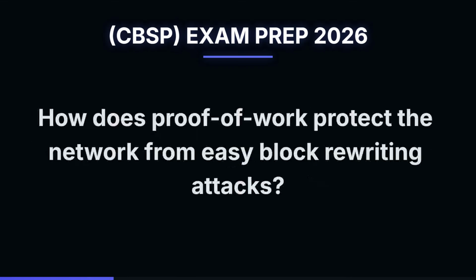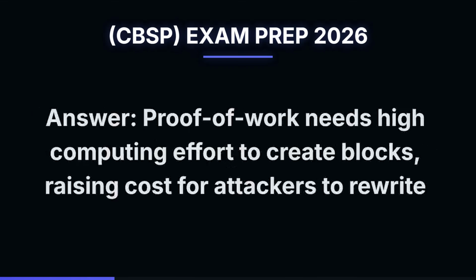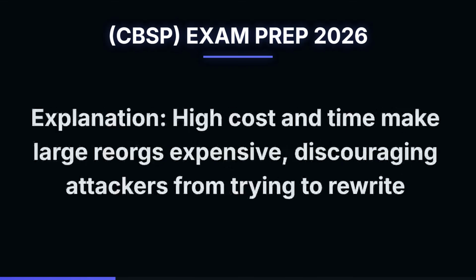2. How does proof of work protect the network from easy block rewriting attacks? Proof of work needs high computing effort to create blocks, raising cost for attackers to rewrite chain. High cost and time make large reorgs expensive, discouraging attackers from trying to rewrite history.